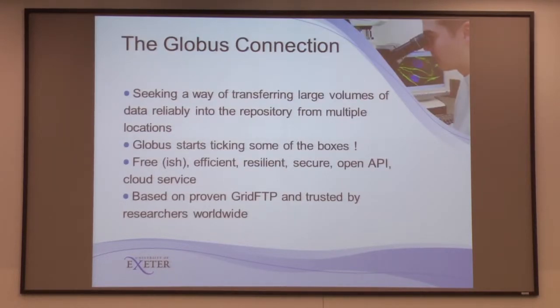Okay, so the Globus connection. As I said, we'd already found our problem: large volumes of data needing to be reliably transferred from multiple locations, both geographically and virtually. So Globus starts ticking some of the boxes that we need. It's free-ish. Efficient, resilient, secure, open API, and cloud-based service. These were great things that we saw in being able to work with it. Also based on proven GridFTP and also trusted by researchers.